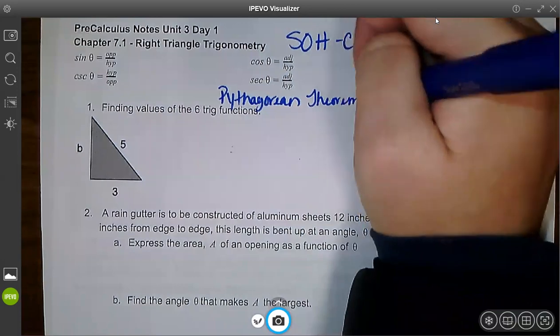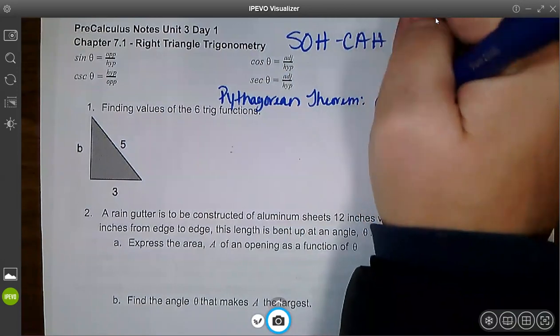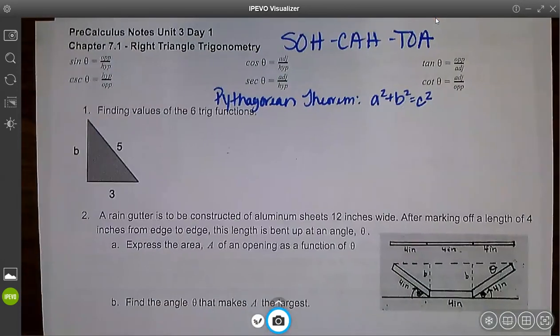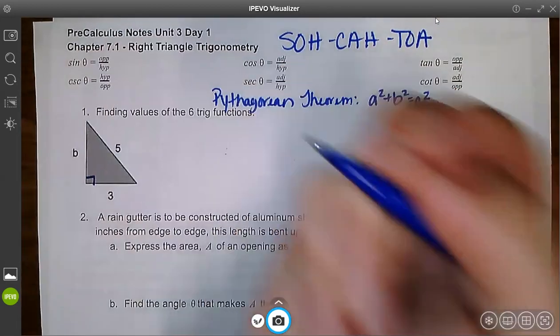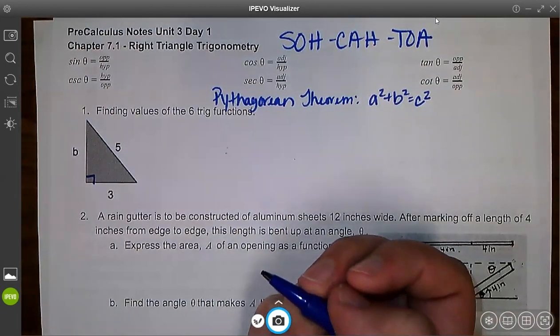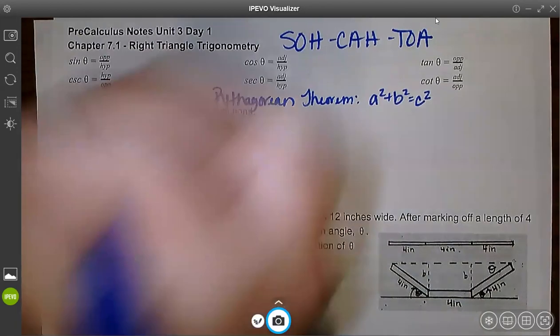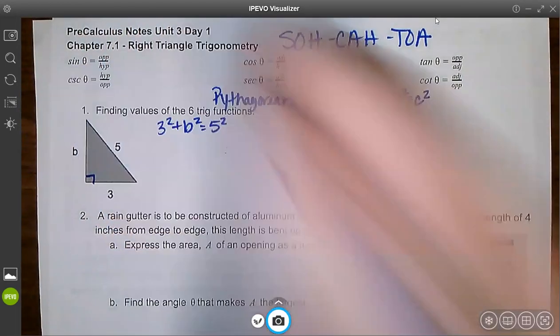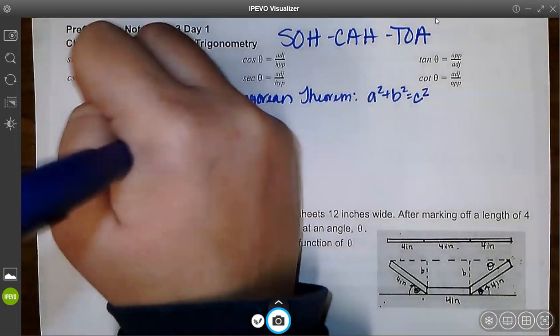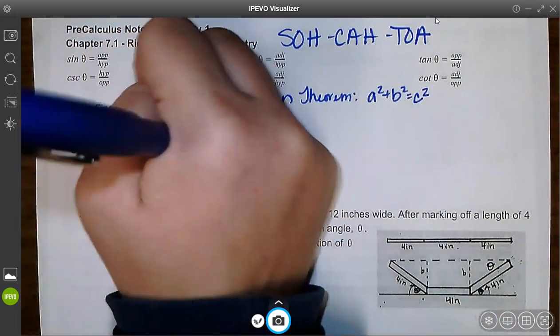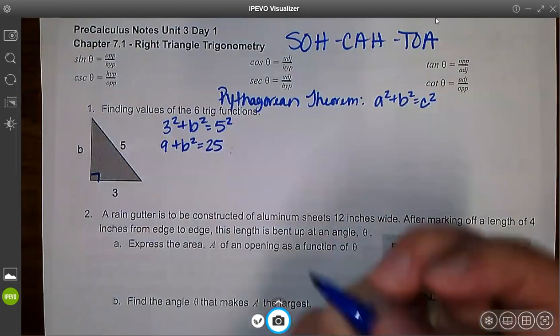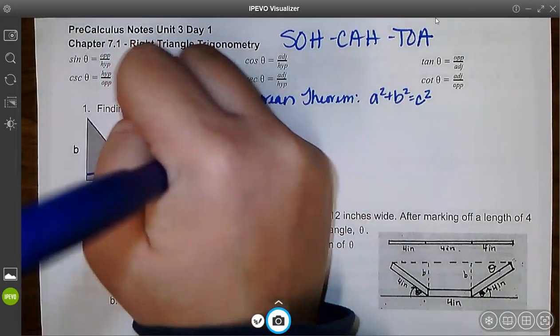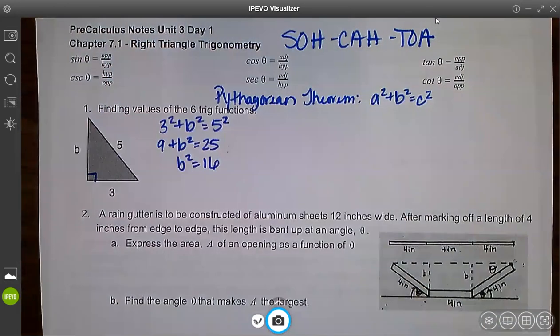Pythagorean theorem is a squared plus b squared equals c squared. And that only works for a right triangle. A and b are your legs and c is your hypotenuse. So here we have 3 squared plus b squared equals 5 squared. So I have 9 plus b squared equals 25. Subtract your 9 from both sides and you get b squared equals 16.